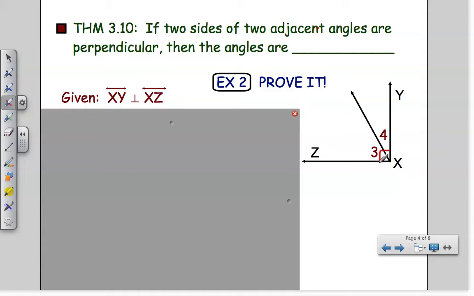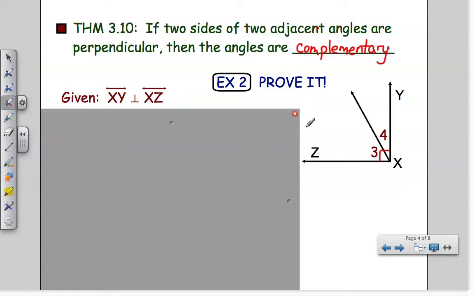Well, wait a second. If we have perpendicular angles making 90 degrees, don't we know that together 3 and 4 would make a 90-degree angle? And what is the term for two angles that together add up to 90 degrees? If you remember, that term is complementary. Complementary angles add up to 90 degrees.